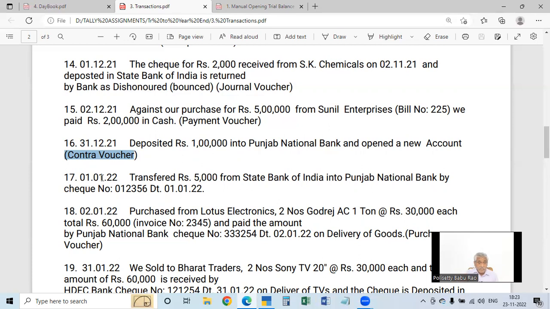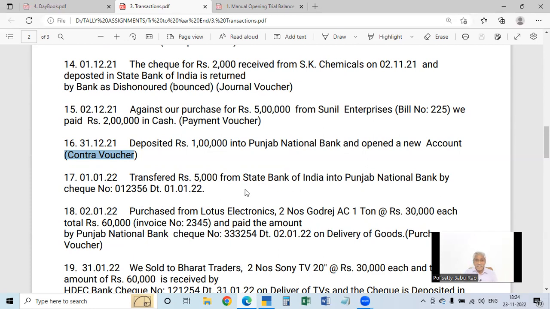Next, January 1st, transferred 5,000 rupees from State Bank of India into Punjab National Bank by check number. When you are depositing, we deposit cash. But when you are withdrawing cash, transferring from some other account, or paying to the petty cashier through bank, in all these cases we have to give a check only. So here, from State Bank of India we transferred 5,000 rupees by check to Punjab National Bank, where we have also opened an account.